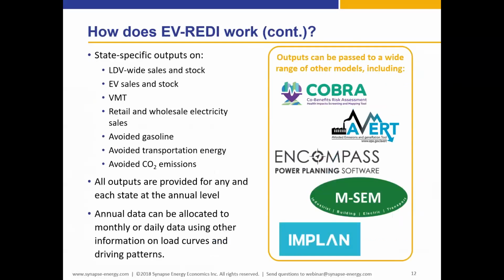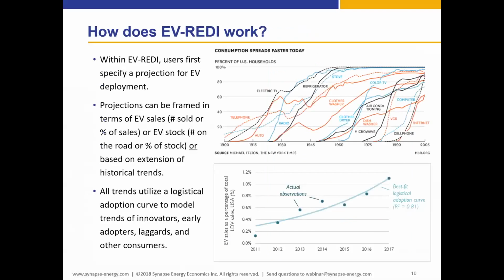So I'm just going to go back a couple of slides if you don't mind. Take a look at this image down in the lower right-hand corner. We've got a couple of dots here that represent the actual observations of EV sales as a percentage of all LDV sales over time. And one could just fit a straight line to this. But under this extended trends case, we're saying, oh no, technology adoption is usually much more like this logistical adoption curve.